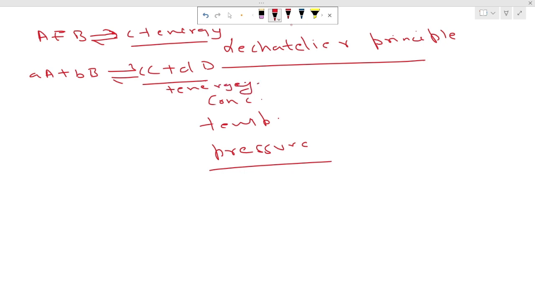Now this reaction is in equilibrium, and since the reaction is in equilibrium, it will never end if we are not changing the reaction, if we are not disturbing it. If we want the reaction to be completed and more product to form, then we have to disturb this equilibrium.